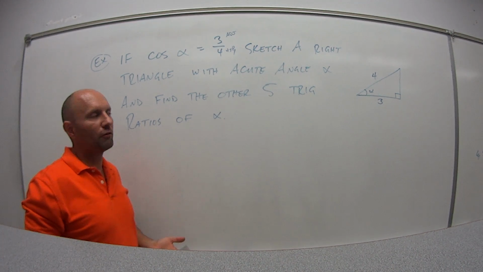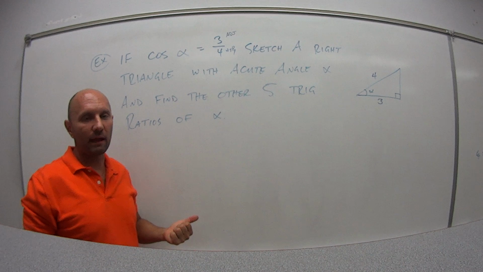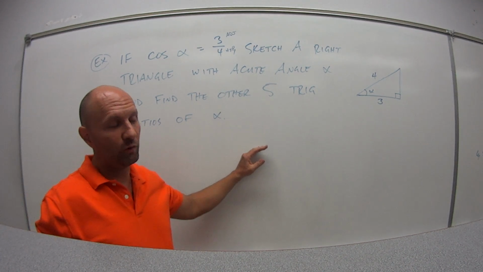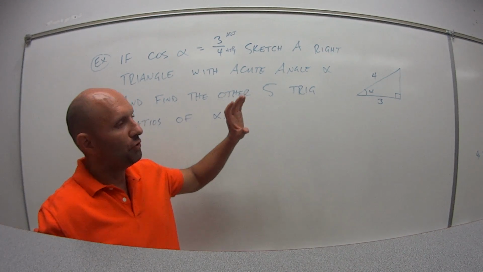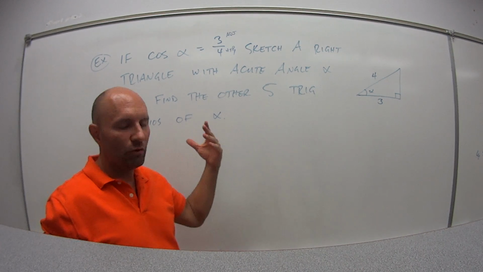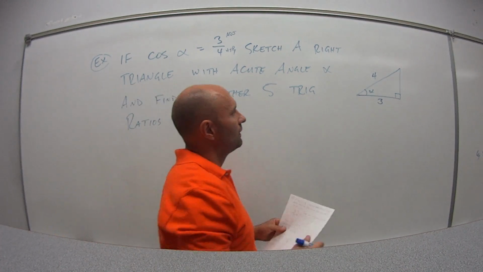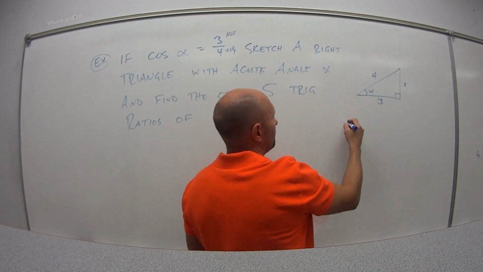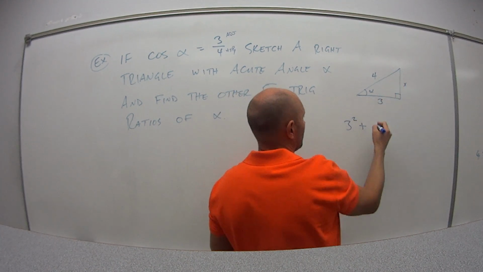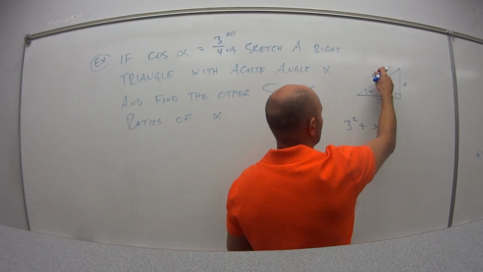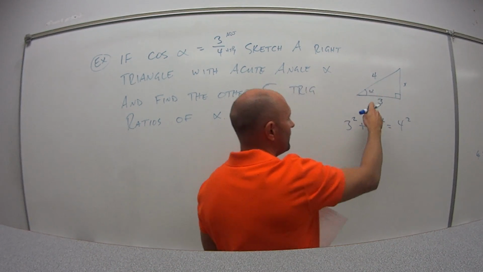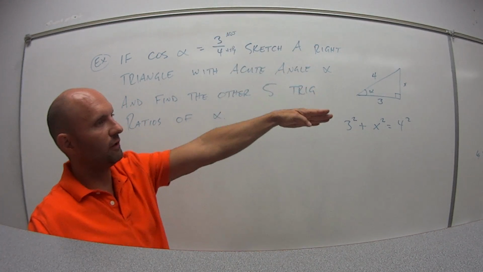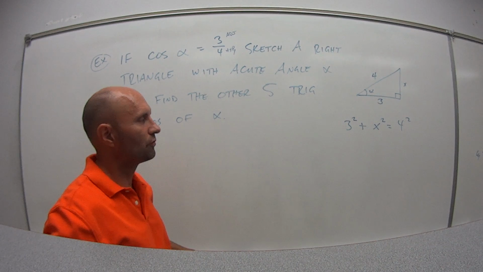So that gives me 2 of the 3 sides. How do I find the other side? Well, it's a right triangle, and so throughout the whole semester, if you're given a right triangle, which you will be most of the time, and you have to find an unknown side, we're going to use Pythagorean theorem. So if this is our unknown, let's call that x, then we have what? 3 squared plus x squared is equal to 4 squared. So a squared plus b squared equals c squared. One leg squared plus the other leg squared equals the hypotenuse squared.